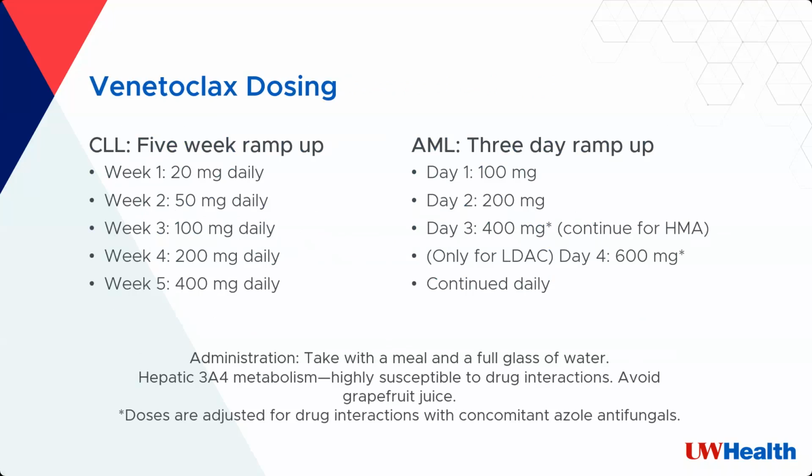So the dosing of venetoclax depends on the indication that you're using it in. So something to be very cognizant of as you're getting familiar with the medication. Tumor lysis syndrome risk is the highest with CLL. So you'll see here that the ramp up is done very slowly over the course of 5 weeks. AML, on the other hand, it's a little less of a concern. There is still a ramp up that we may do in patients. It's typically over the course of 3 to 4 days.